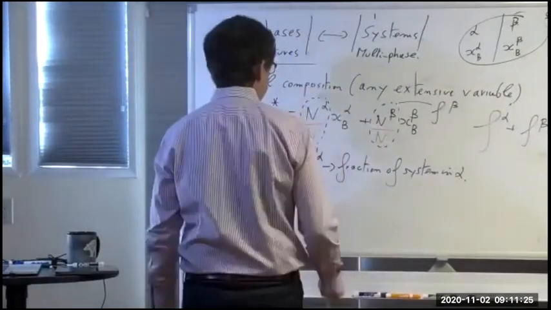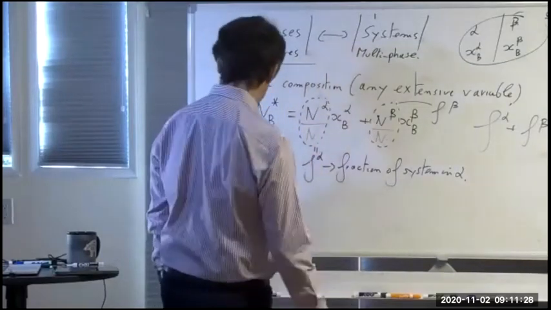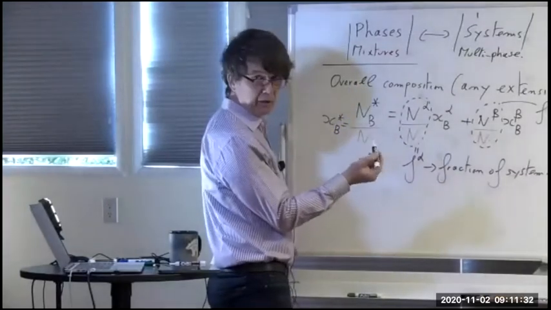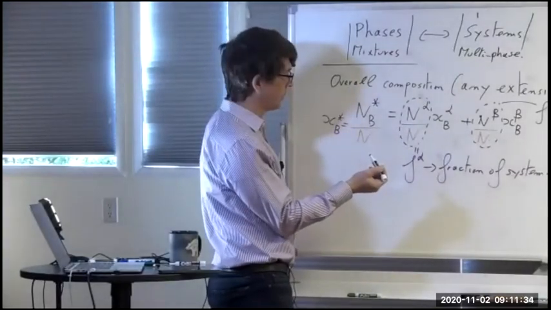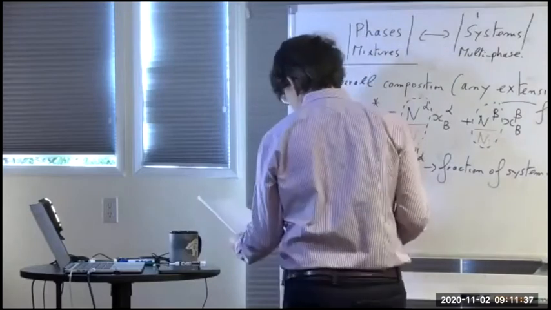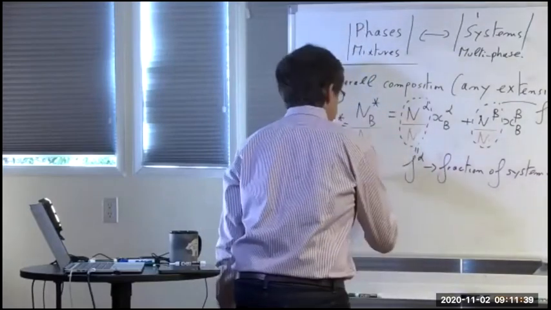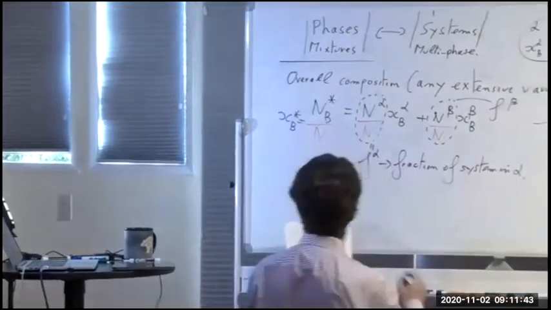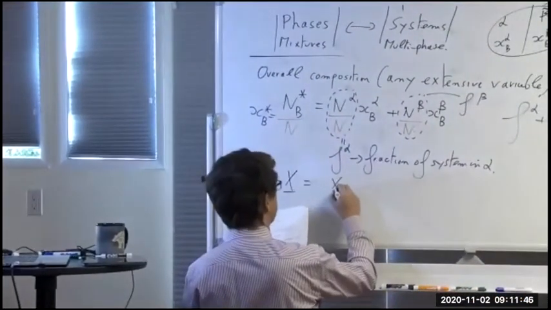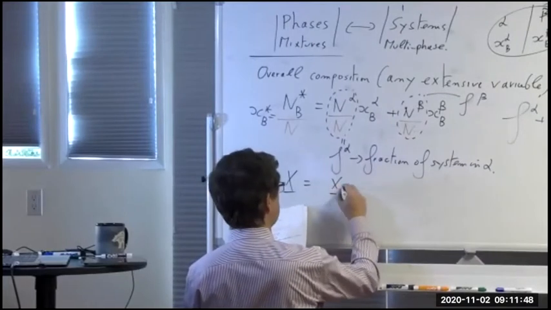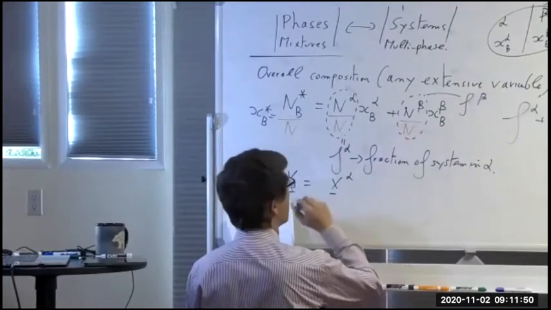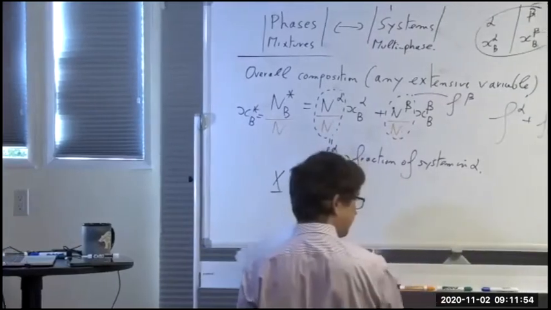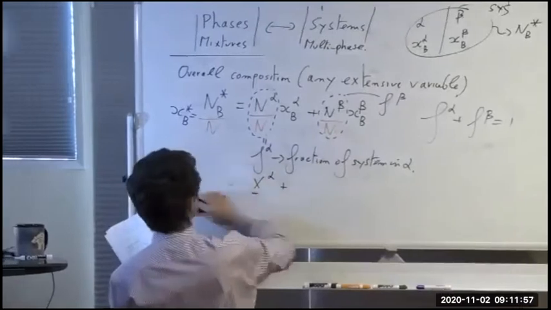I can write the same accounting. So basically, what did I do here, right? I accounted for the amount of B in black. I can now do that accounting for any extensive property, right? I could say like the amount of X normalized would be the amount of X in the alpha phase plus, actually, hold on one second. I forgot to do something.